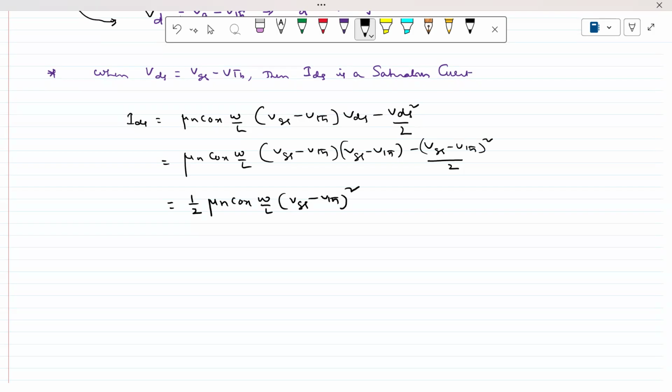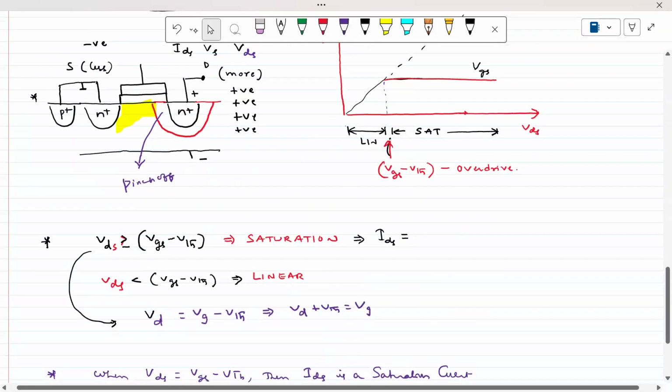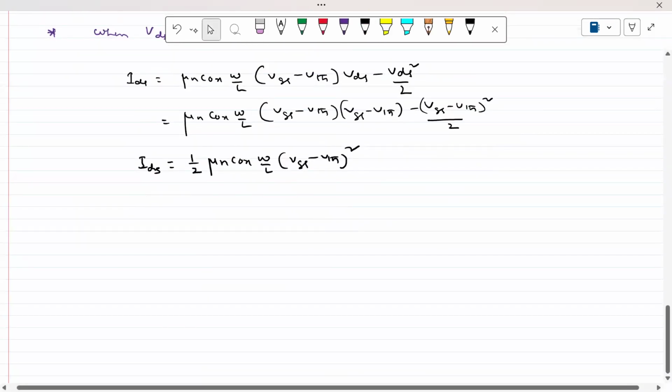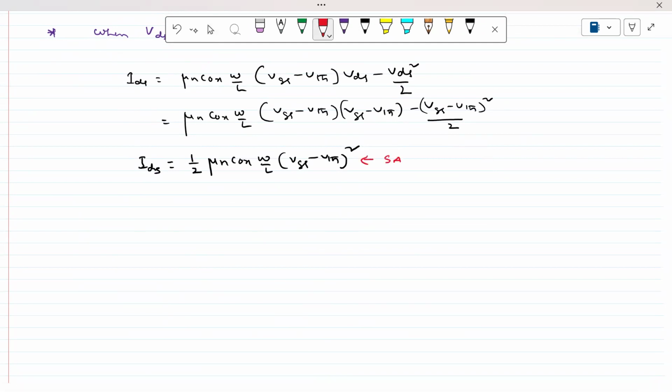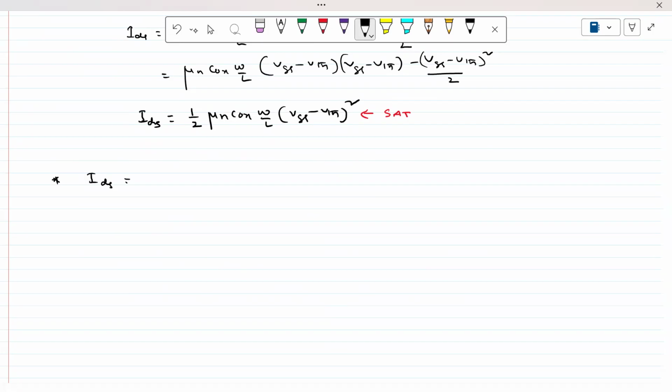Therefore, it is evident that the IDS value is independent of VDS. In this equation, you don't find any VDS, right? That's what the characteristics show. When the VDS value increases beyond VGS minus VTH, the current is independent of VDS variations. So this is called the saturation current equation. Another current equation is also there, called cutoff: IDS is equal to 0.